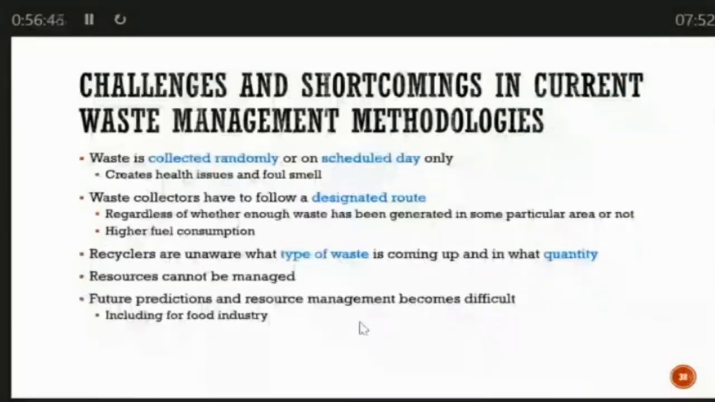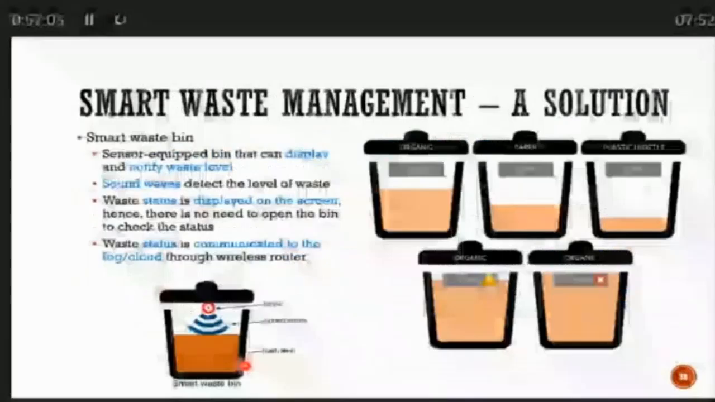These are the key issues or challenges in the current system, as we have already, I think, guessed by now. So let's have smart waste management. What is that? You have a waste bin, and the waste bin is equipped with a sensor. Through this sensor, the waste bin would be able to tell the quantity of the waste in that bin. How much is the waste? You don't have to open the lid to see how much the waste is.